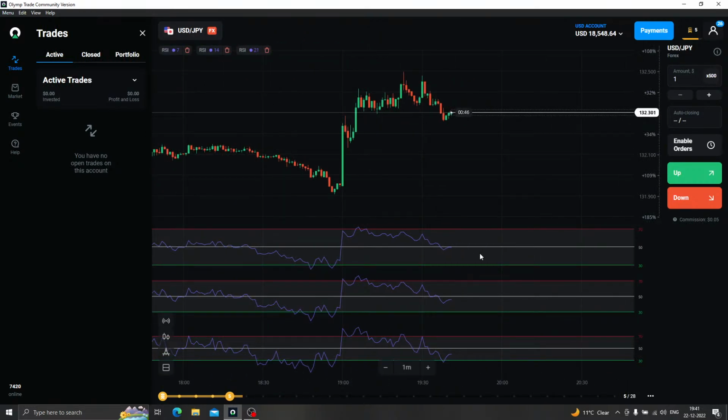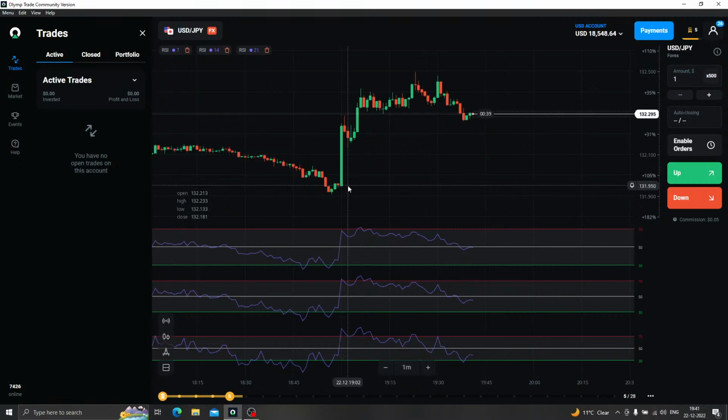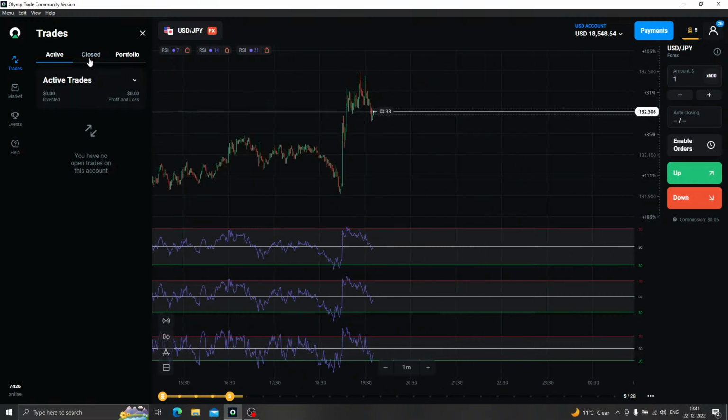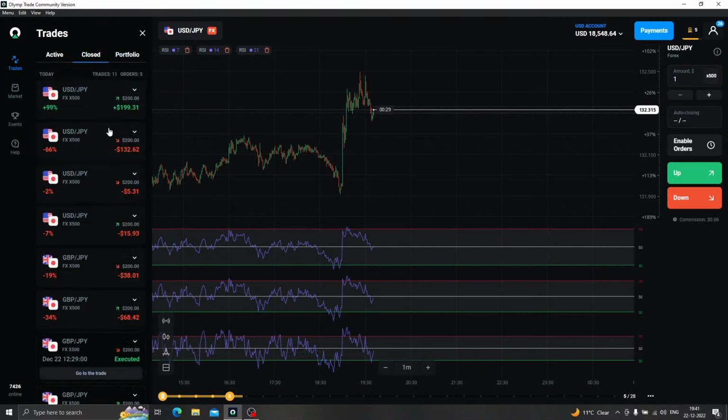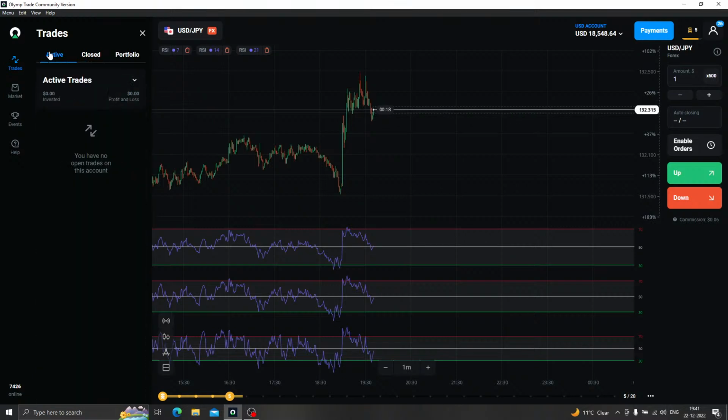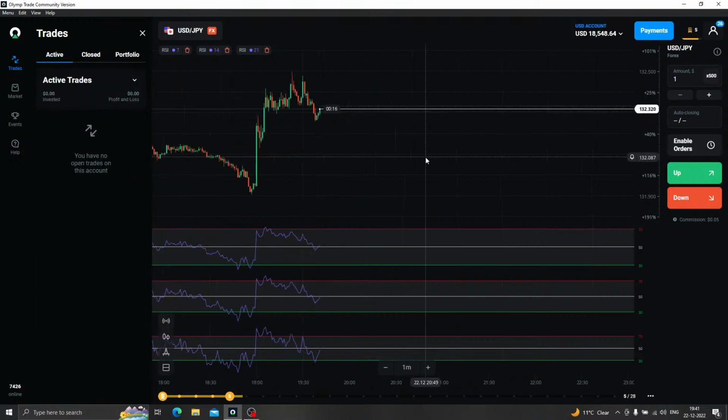So guys, we have applied the strategy and we can see there was a very sharp upside movement here because the GDP data was released today. I also personally made a trade at this point and I was able to earn a profit of 200 USD in one trade.